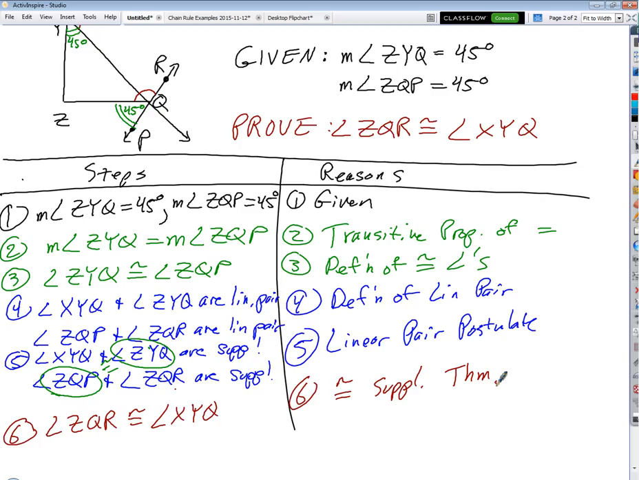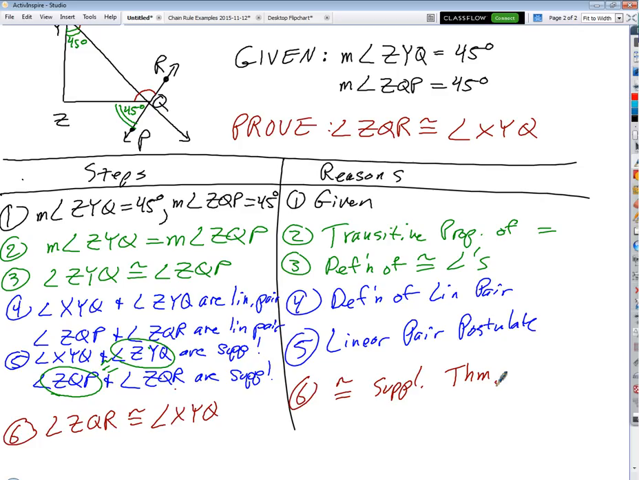Okay, that makes sense? Is this as hard as it's going to be on the test? Oh, yeah. That's a pretty hard one, I think. I mean, it's very hard. Okay. So, does that make sense how you prove they're supplementary? You have to say that they're a linear pair, and then you know if they're a linear pair, then they're supplementary.